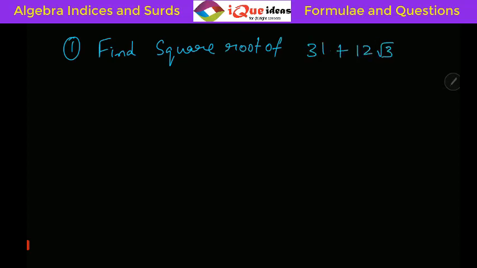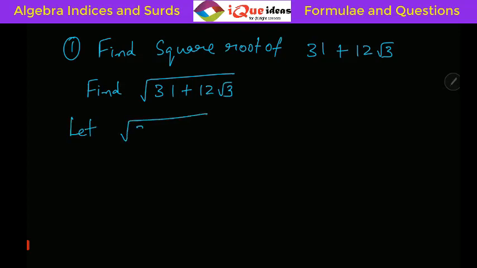Let's say the question says find the square root of 31 plus 12 root 3. That means we have to find the square root of 31 plus 12 root 3. How do we start here? Let's assume that root of 31 plus 12 root 3 is equal to root a plus root b. Why? Please understand, this 31 plus 12 root 3 is an irrational number because of the presence of root 3.